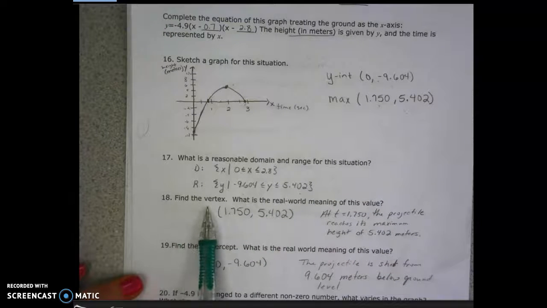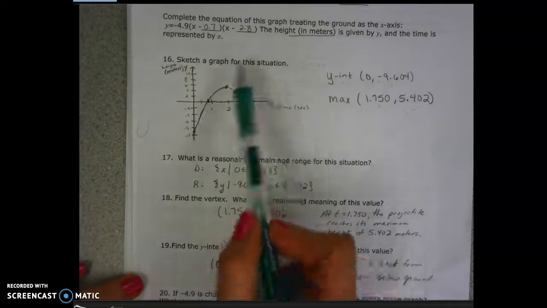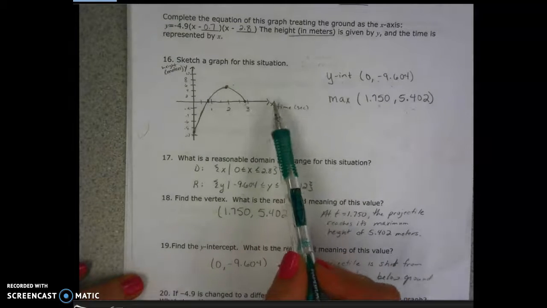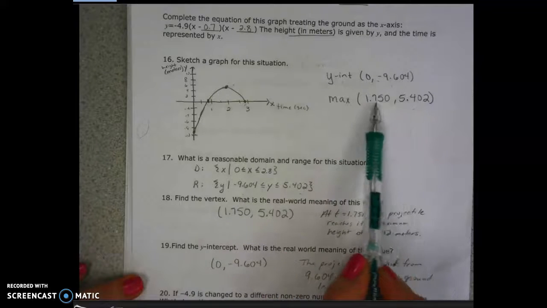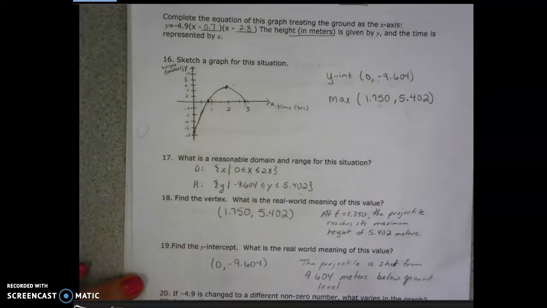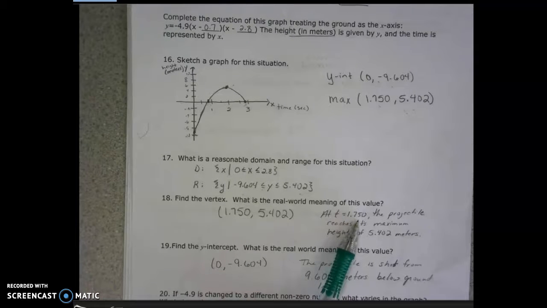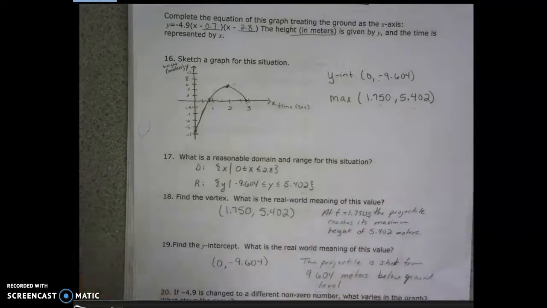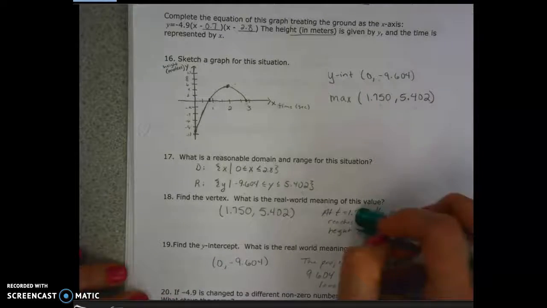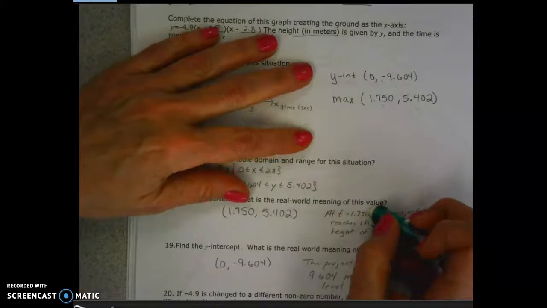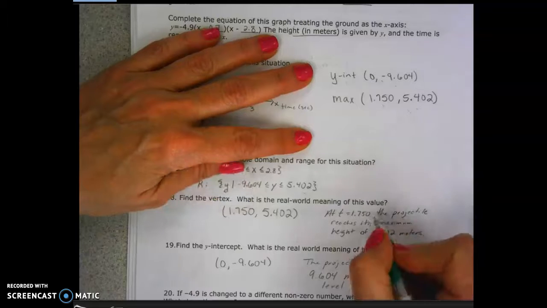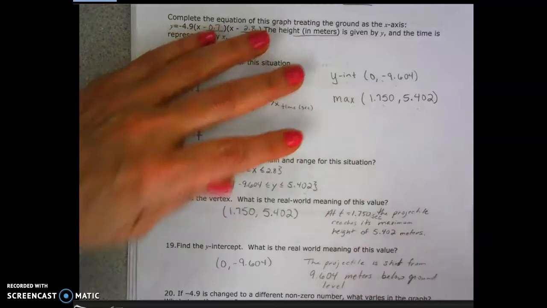The vertex, I just told you before, I had to find the vertex to complete some of this stuff, so I already had that answer. The vertex was the maximal height of that function right here at this value. And when x is measuring time, this tells me at 1.75 seconds, I should put seconds in there. Ooh, I'm going to do it now before I lose points. The projectile reaches its maximum height of 5.402 meters.